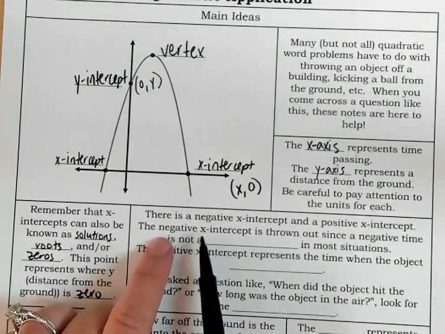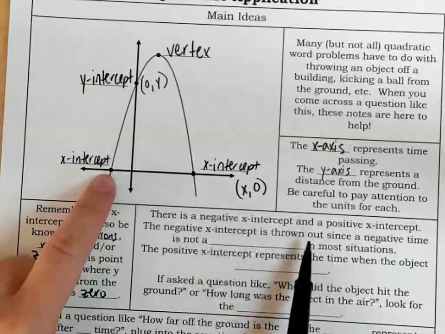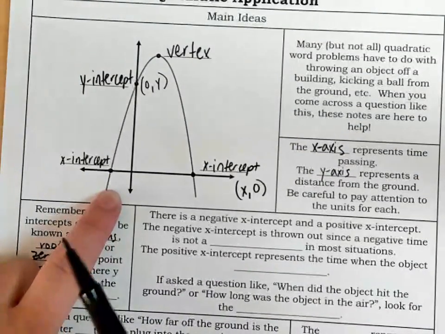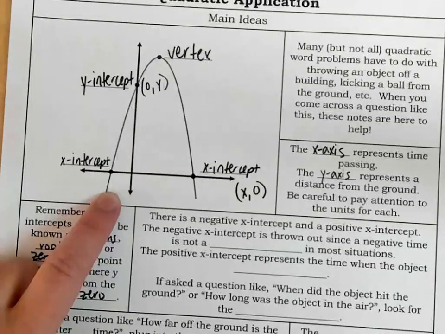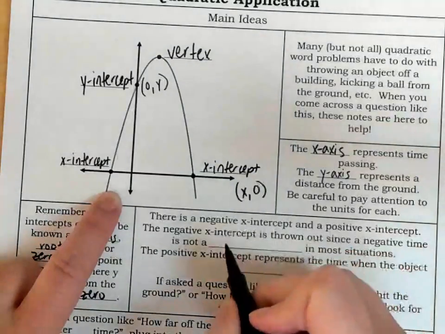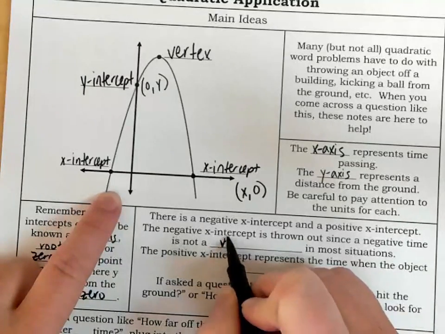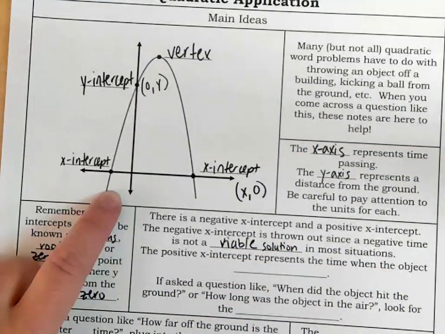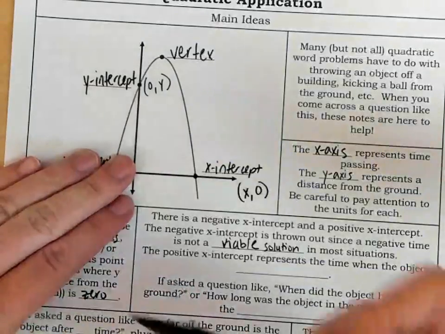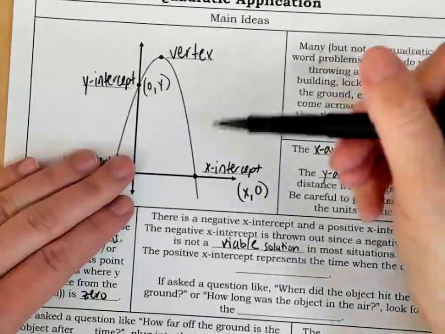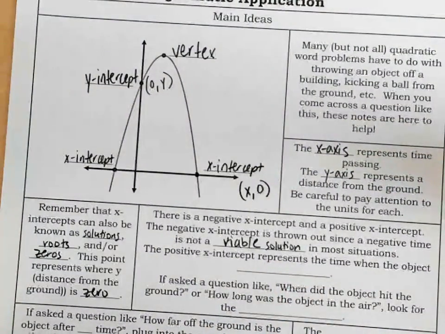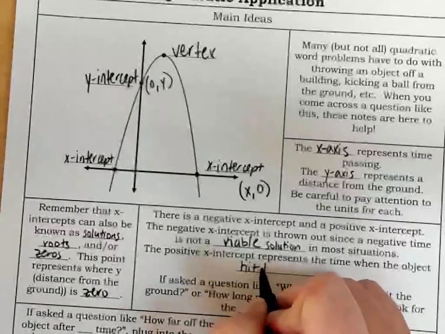In this case, the negative x-intercept is generally going to be thrown out because we're talking about time here. The time before the start of our launch of our item doesn't matter to us, or negative time doesn't really exist. We can't talk about negative time. And so we consider that to be not a viable solution in most situations, and we throw this item out. So when we talk about an x-intercept for a problem like this, we're generally talking about just the positive x-intercept. And it represents what time the object hit the ground.